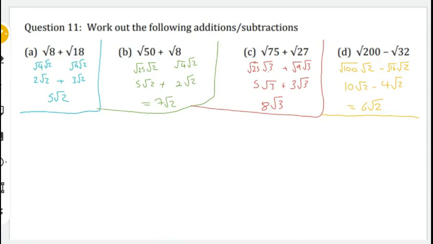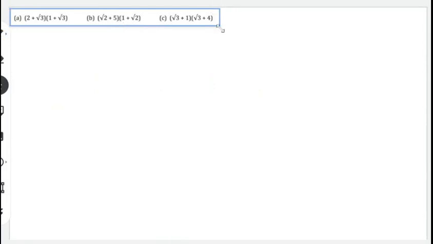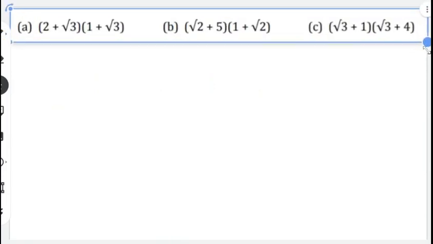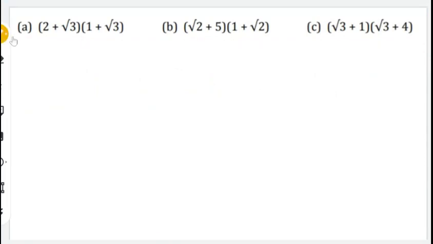And then finally, well, not finally actually, but the next step will be to carry out expansions with double brackets. So on the next slide, here are 3 such questions. And using our knowledge that we have attained for expanding double brackets with x's, this works the same way. So can you see it on slide 7?